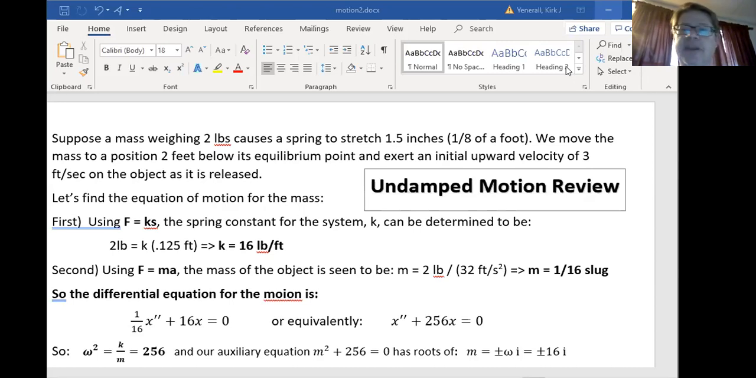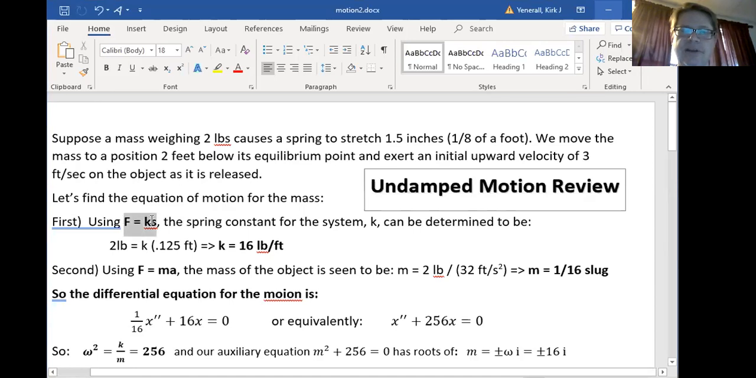To review, what we need to do first is find two constants, k, which is the spring constant, and m, which is the mass of the object. To get the spring constant, we use the equation that F is equal to Ks. Remind ourselves here, F equal to Ks, that's Hooke's law.